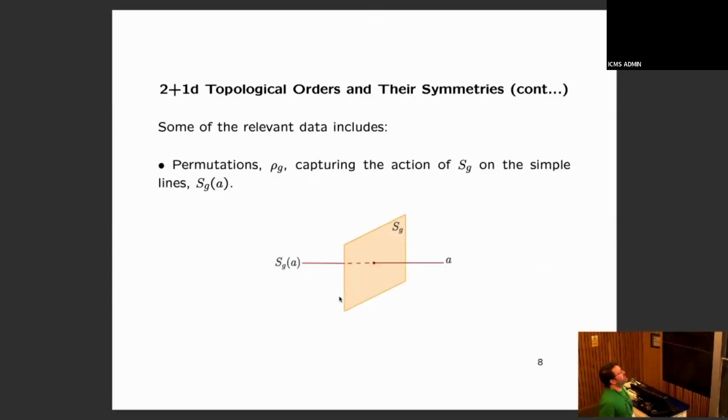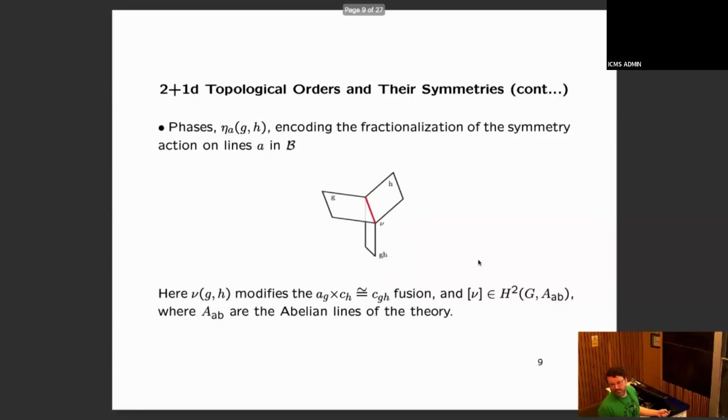So what's the relevant data that captures the G-crossed category? One relevant piece of data is the permutations. In other words, when I have an invertible surface, I send in a line, I get a unique line as output, and I can think of that, of course, as a permutation of the set of lines. That's one thing, simply the action of the surfaces on the lines.